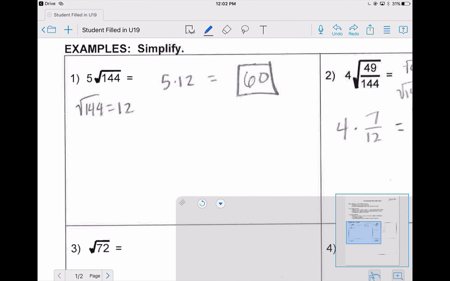So, problem 1. When I look at this, there's no adding, no subtracting, no multiplying, no dividing, which means I simply need to see what I can do with this square root. So I have 5 times the square root of 144. The square root of 144 is 12. Works out nicely. All you have to do is plug it into the calculator or look at your perfect squares chart. So 5 times 12, I replaced the square root of 144 with 12. 5 times 12 is 60, and I'm done with that problem.